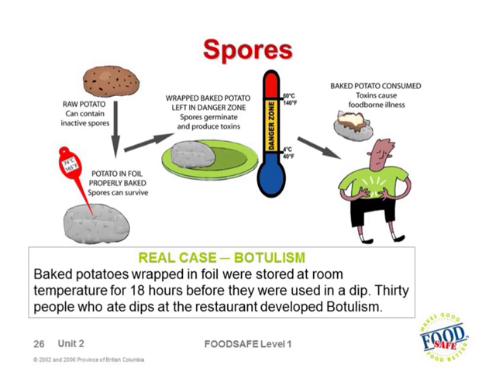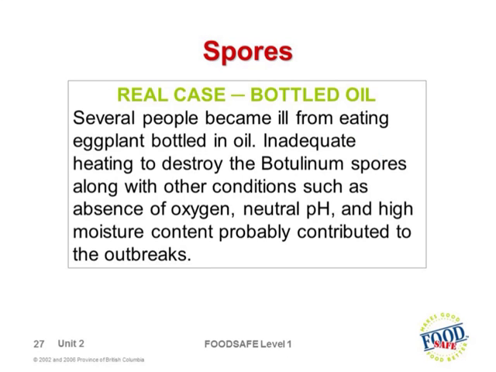So a real-life case of the botulism bacteria: baked potatoes wrapped in foil were stored at room temperature for 18 hours before they were used in a dip. 30 people who ate the dips at the restaurant developed botulism. Another real-life case, of bottled oil: several people became ill from eating eggplants bottled in oil. Inadequate heating to destroy the botulism spores, along with other conditions such as the absence of oxygen, neutral pH, and high moisture content, probably contributed to the outbreaks.